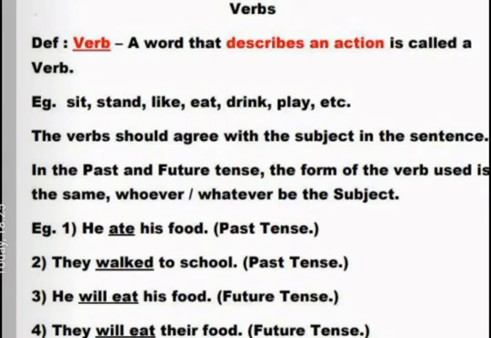In the third example we see, he will eat his food. Here the verb is will eat, which is in the future tense, and the subject is he. And the last example, they will eat their food. Here again the verb is will eat, though the subject is they. So what do we see is, the verb remains the same in the simple past and in the simple future tense, no matter whatever be the subject.